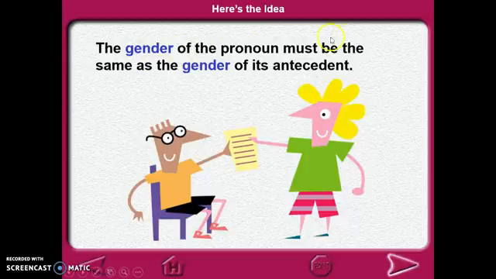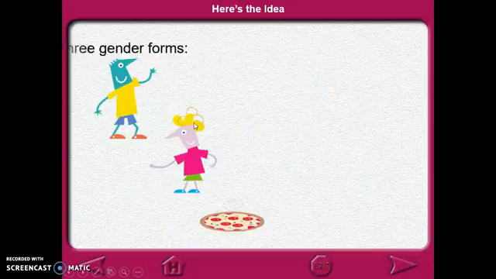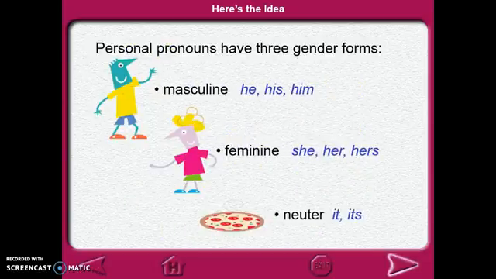Okay, the gender of the pronoun must also be the same as the gender of its antecedent. So like in the last one we saw, let me go back, Lewis likes his mysteries. We can't put Lewis likes her mysteries because Lewis is a guy and not a girl, so it must match in gender as well. So personal pronouns have 3 gender forms. We have the masculine, the he, his, and him. We have the feminine, which is the she, her, and hers. And we have the neuter, or what we like to call the neutral. It could refer to either side of them, the it and the its.